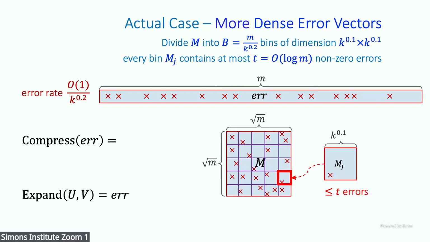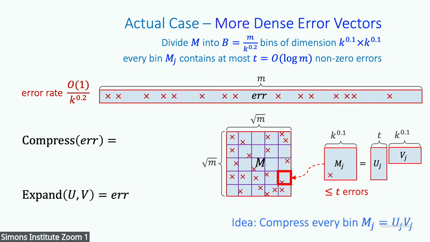It turns out that if the error was like 1 over k to the point 2, then the little guys would be k to the point 1 by k to the point 1. And again, if you do a simple Chernoff bound, you'll see that with high enough probability, there are only going to be logarithmically many errors here. That means we can just make our u and v a little bit wider, make them log by k to the point 1, and then I'll be able to recover these portions.